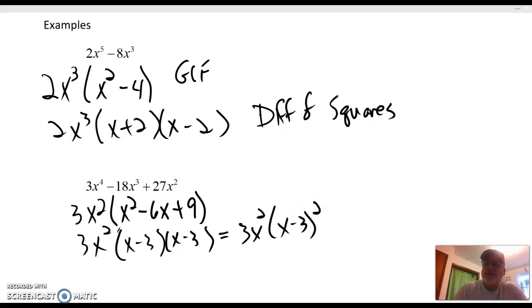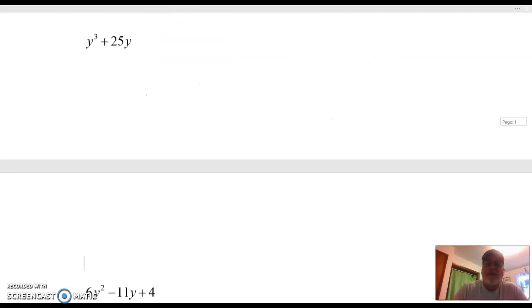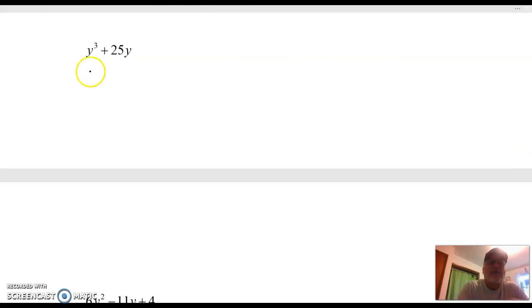All right. So now we're going to go to this one. I'm going to factor out a y, and that leaves me with y squared plus 25. And what that is, is a sum of squares, but a sum of squares is not factorable. There are no two binomials that you can multiply together to get y squared plus 25, so it's not factorable.